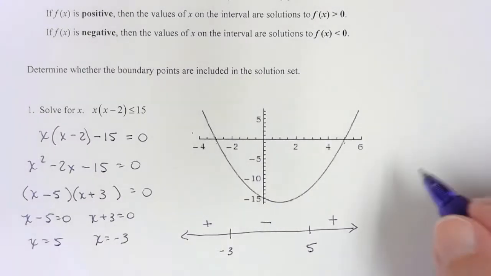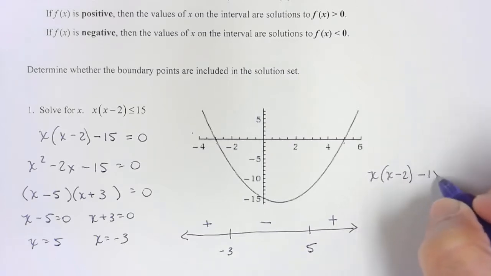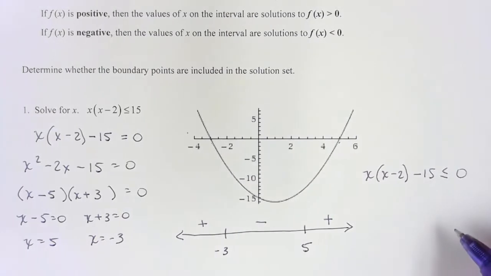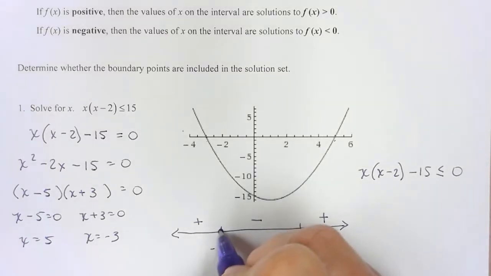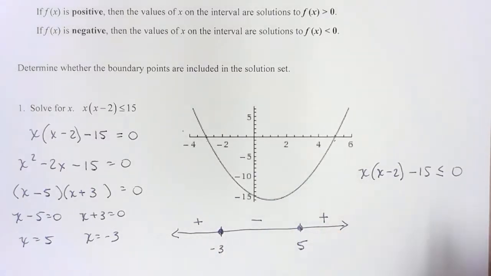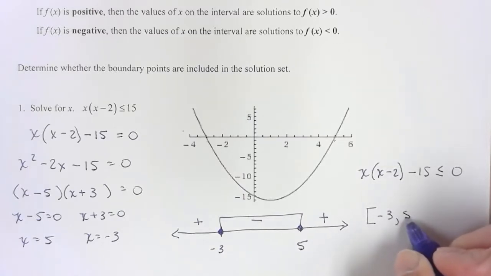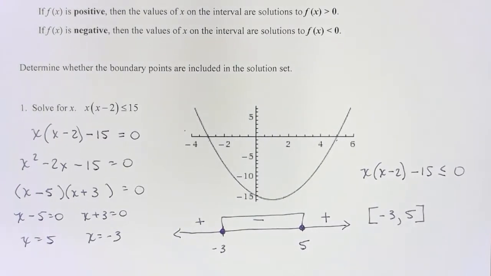Now, the inequality I'm going to be looking at is this one, when everything's over to one side. So for this side to be less than or equal to 0, first, less than or equal, these are solid dots. This needs to be negative, and the only section I've got negative is that one right there. So interval notation. So that would be the answer for that particular problem.